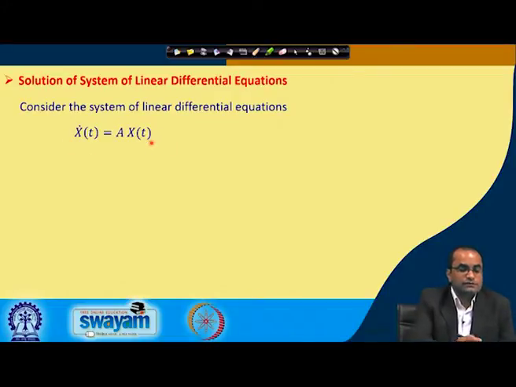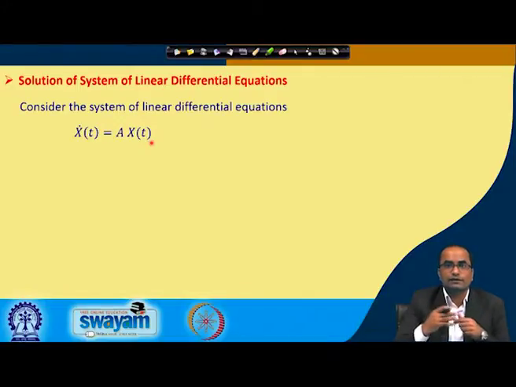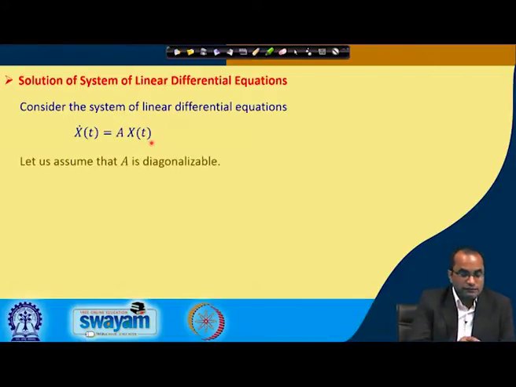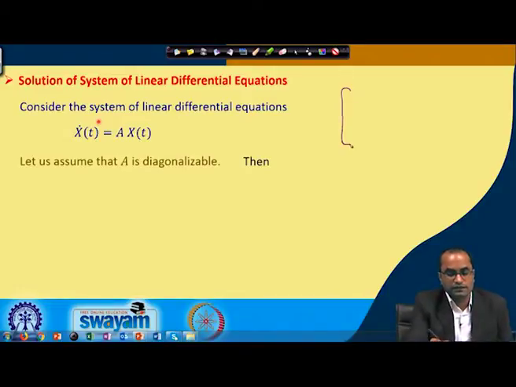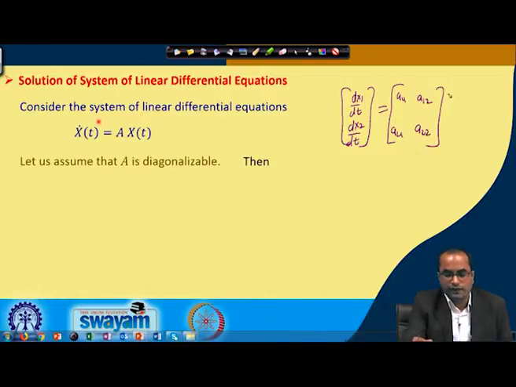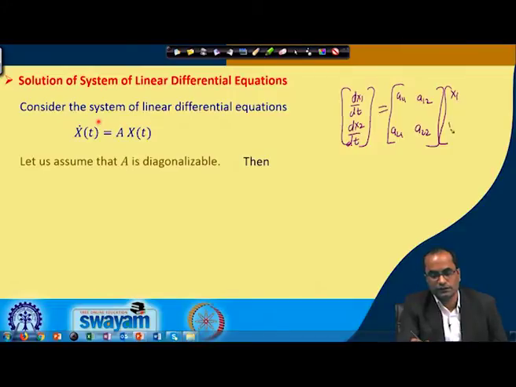Here it is a system. A system means we have more than one differential equation and their variables are coupled. On the left-hand side, for example, we have the derivative terms, dx1/dt and, suppose we have two equations, dx2/dt, and on the right-hand side, some matrix is given: a11, a12, a21, a22, and then the variables x1 and x2.